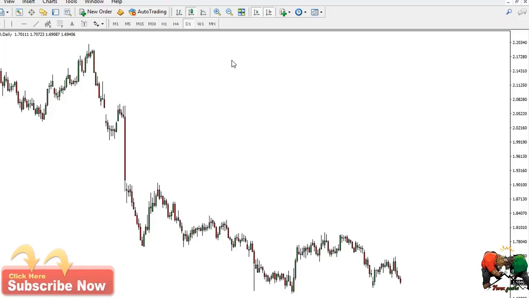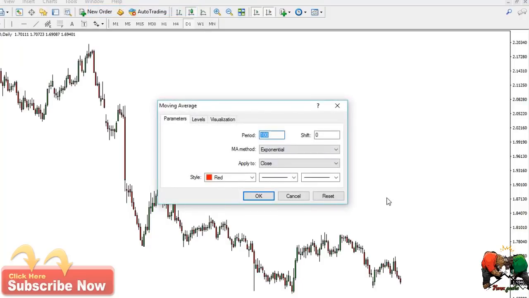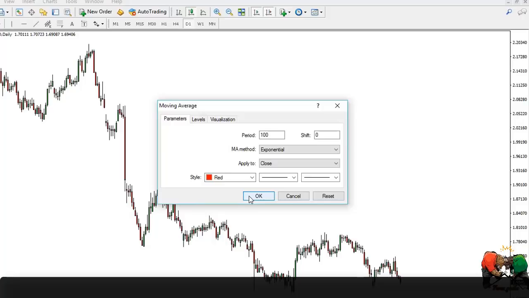Without getting into the mathematics, a lot of people will use moving averages to determine trend or even entry signals. So on your MetaTrader 4, you can go to Insert, Indicators, Moving Average, and exponential is the preferred method, although there is smoothed, linear weighted, and simple. Exponential is simply a mathematical formula that puts a little bit more weight on the most recent candles. It's a little quicker to move.